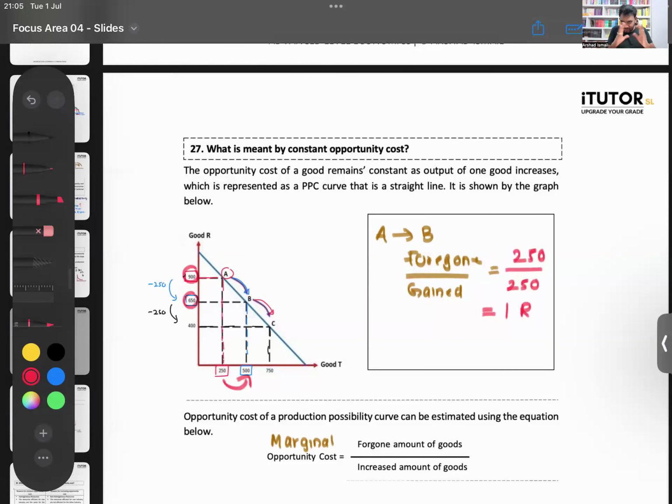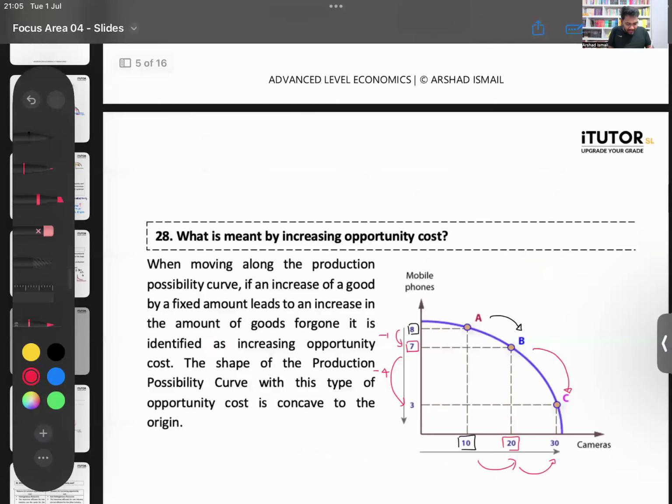Now, I'll explain the logic of that. When you're going from A to B, you're increasing good T by 250. So to increase 250 good T, you have to sacrifice 250 good R. Marginal opportunity cost means to produce 1 unit of this, how much you are sacrificing. So for 250, you have to sacrifice 250, then for 1, you have to sacrifice 1. That's what you calculate.